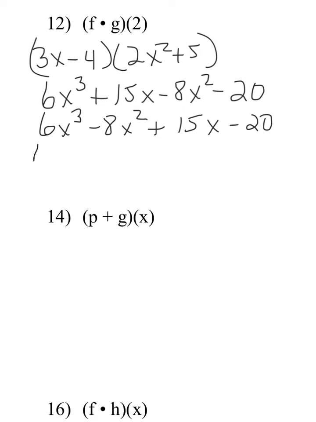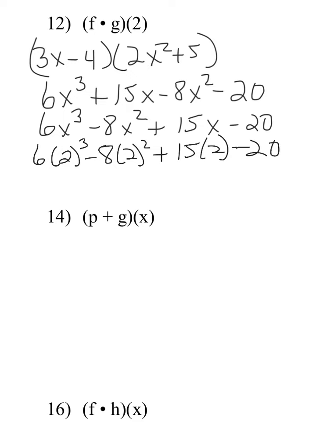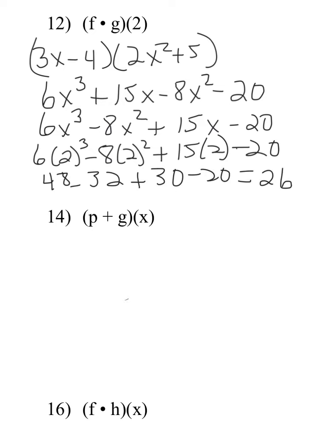So here we go. 6 times 2 to the third minus 8 times 2 squared plus 15 times 2 minus 20. Well, you can plug this in your calculator or you can do it in your head, whichever you like. I'm going to go ahead and work this out, get a total, and then we'll be done with this one. So after solving, I get the solution of 26. Okay, so let's do it the other way and see if we get the same answer.